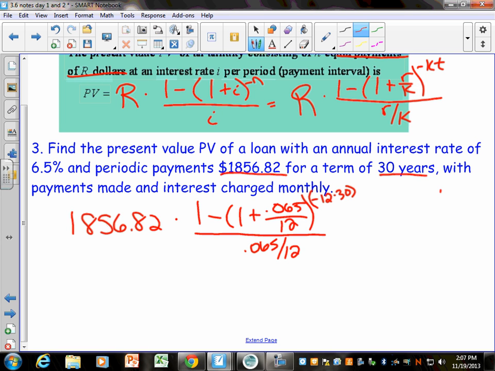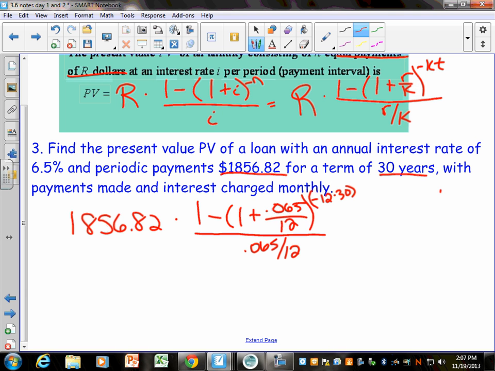And again, if you don't like a bunch of parentheses, my advice is do the top of this and hit enter. Divide by the bottom and hit enter. Multiply by the number in front, hit enter, and you should get the same answer that I get. If you're not going to multiply 12 times 30, make sure you put parentheses around your exponent. Otherwise, you're not going to get the right answer.